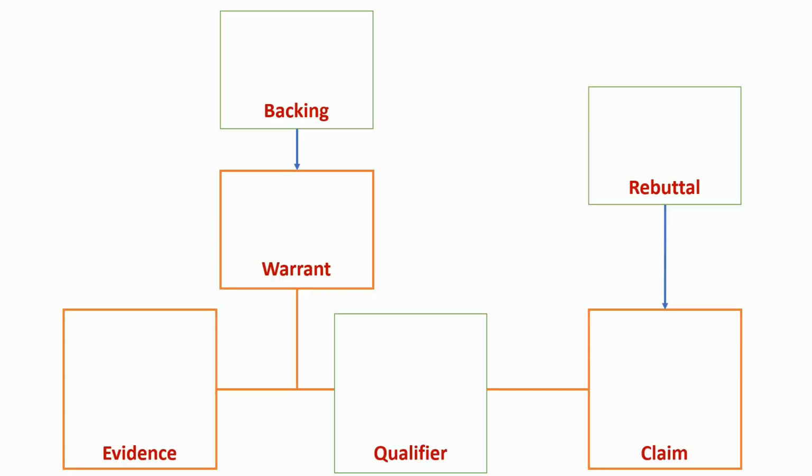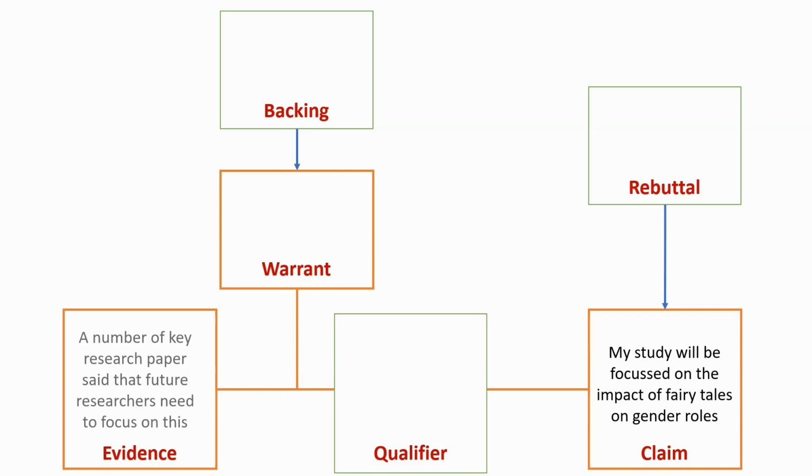Now let's look at an example in an academic setting. In this example, you are a researcher that is trying to convince your supervisor that you have found a gap in literature. Your claim is, my study will be focused on the impact of fairy tales on gender roles because this has not been addressed in any published work. Your evidence is a number of key papers on the subject explicitly stated in their future research section that this is a gap. Between the evidence and the claim, there must be an assumption, which is the warrant.